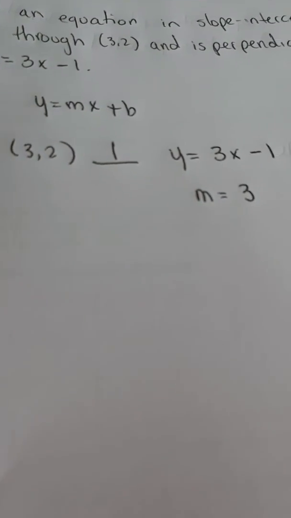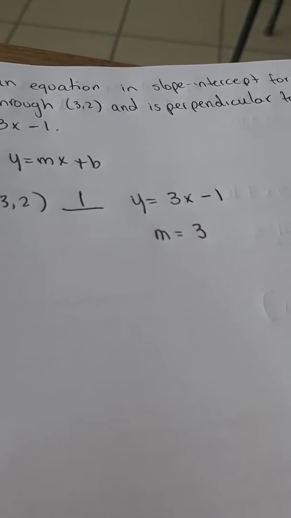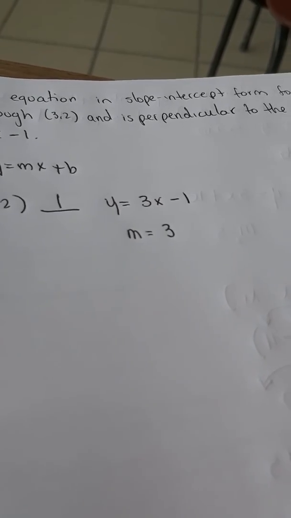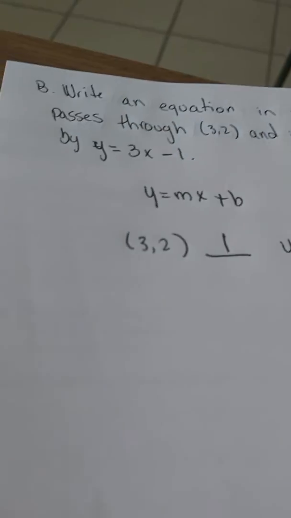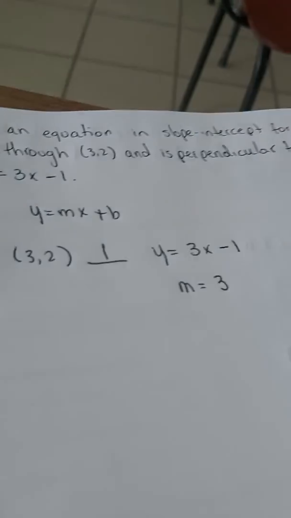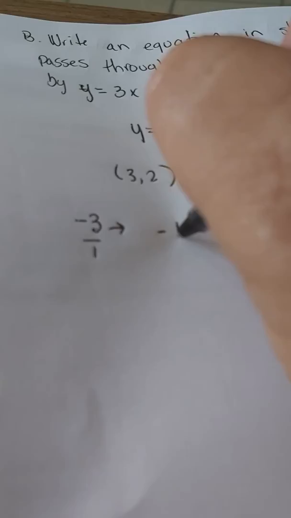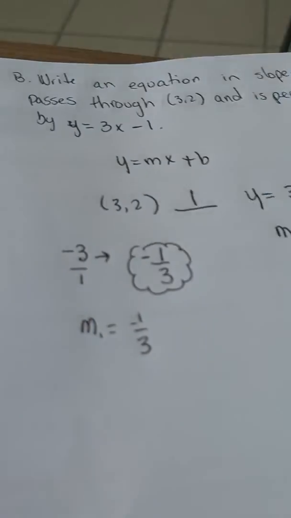What do we know about perpendicular lines? The product of their slopes equals -1. When does that happen? When their slopes are opposite and reciprocal. So what is the opposite of 3? The opposite of 3 is -3. And the reciprocal of -3, if we write -3 as a fraction, is -3/1. The reciprocal will be -1/3. So m1 equals -1/3.